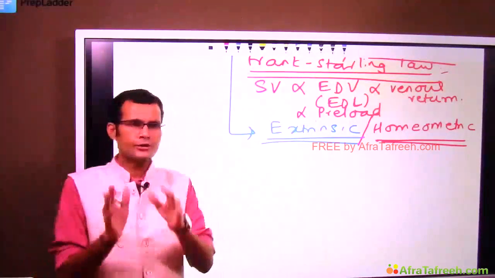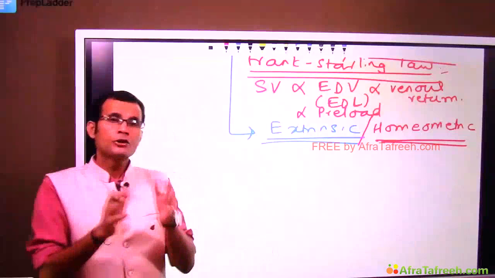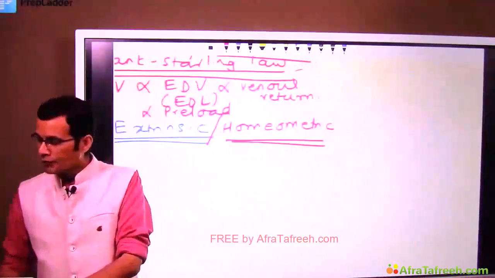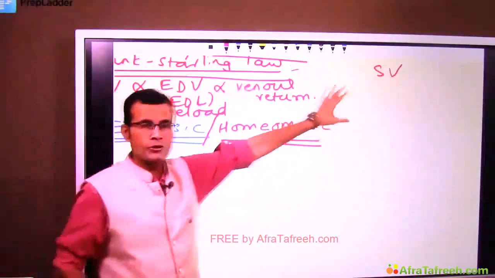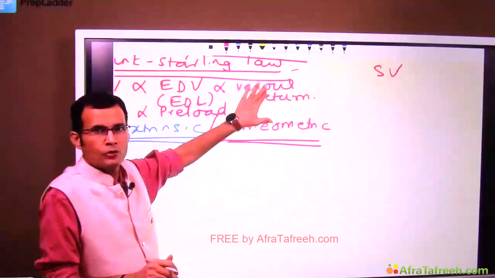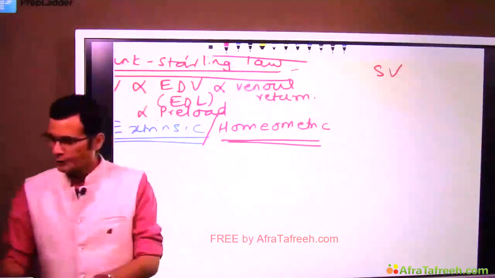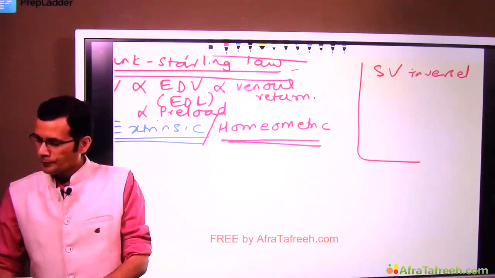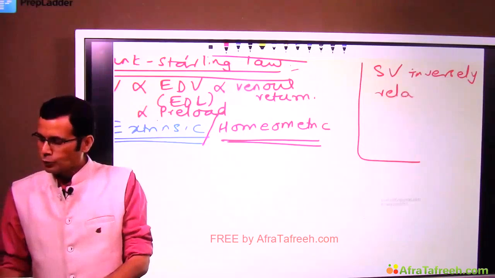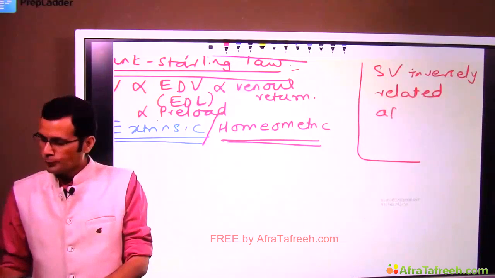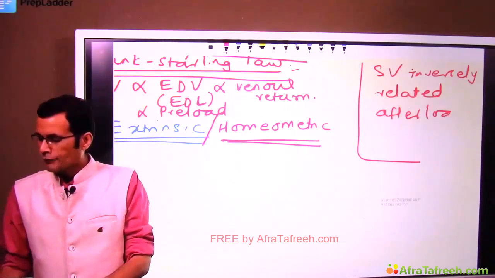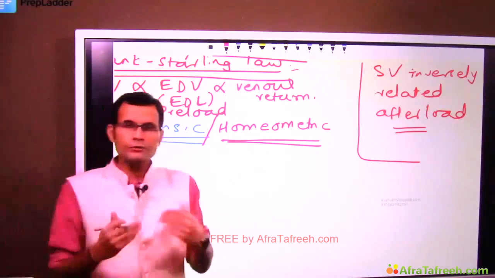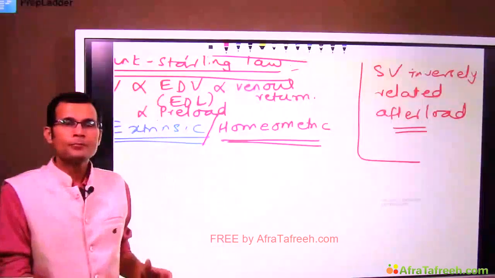And let's just complete this particular part. Stroke volume is inversely proportional. Look, this is not concerned with Frank-Starling law. Okay, I'm just adding it, and therefore I'm writing it to the side. Stroke volume is inversely related to the afterload. Please keep this in mind for now. Afterload is the load against which the ventricle is contracting.